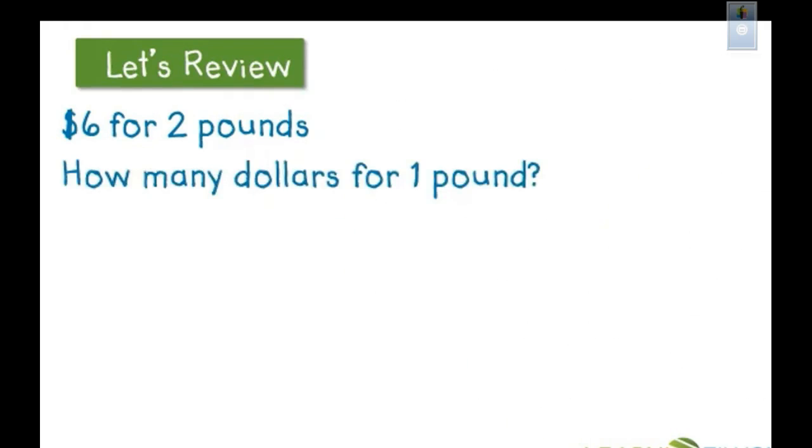You've also already learned what a unit rate is. A unit rate answers how many dollars for 1 pound in this case? Or in general, how many of the dependent variable for one of the independent variable? In this example, we would find the unit rate by dividing 6 and 2 by 2 to get $3 for 1 pound, or $3 per pound.